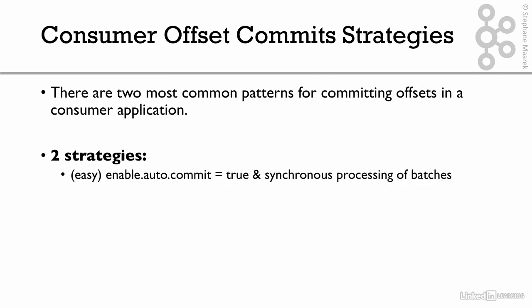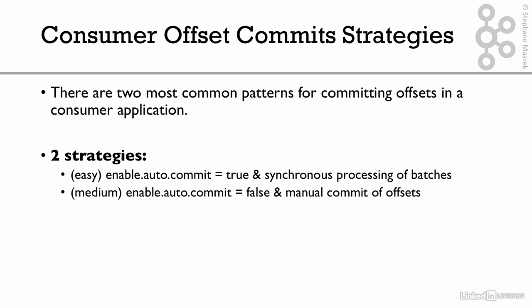Number one, which is the easy one, which is the one we've been using, is to enable autocommit equals true, and that's a default, and then do synchronous processing of batches. So this is exactly what we've been doing. We have this enabled by default, and then we've been processing our batches synchronously. That means we won't poll again until we've done all the processing of the messages of the batch that we just received. The second strategy is enable autocommit equals false. So we explicitly disable the capability to commit automatically, and we will manually commit the offsets.